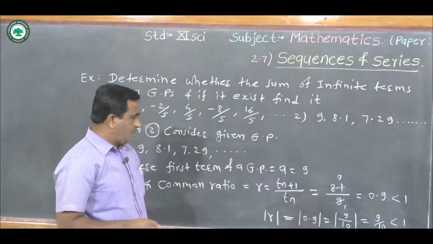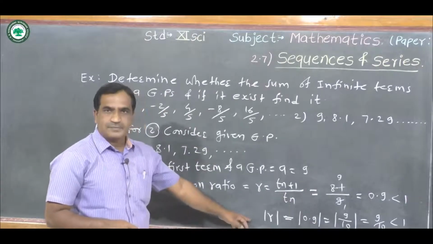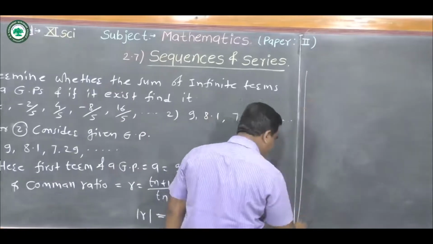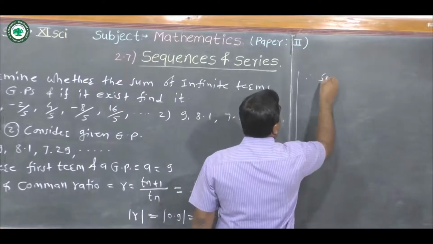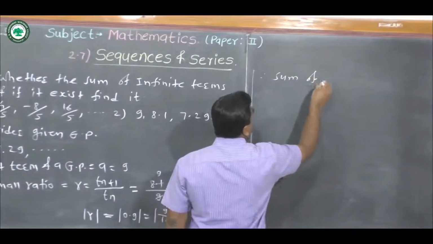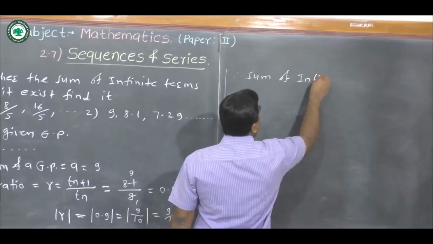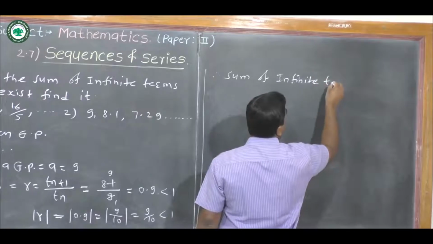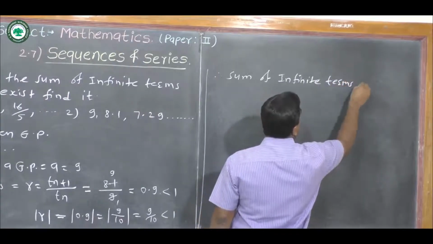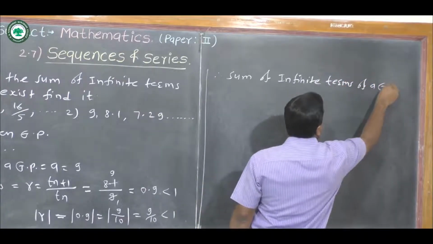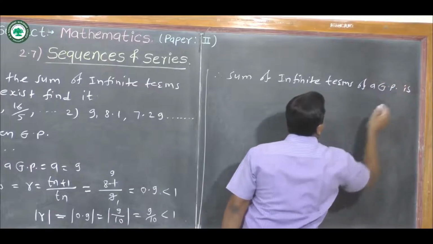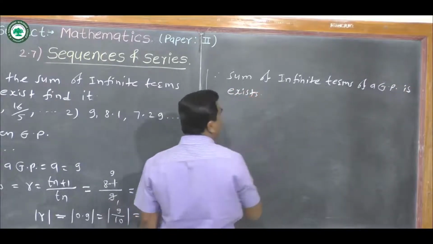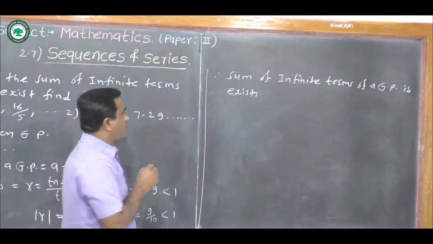Here modulus of R is less than 1, therefore the sum of infinite terms of the geometric progression exists. Okay, therefore we have to find it.